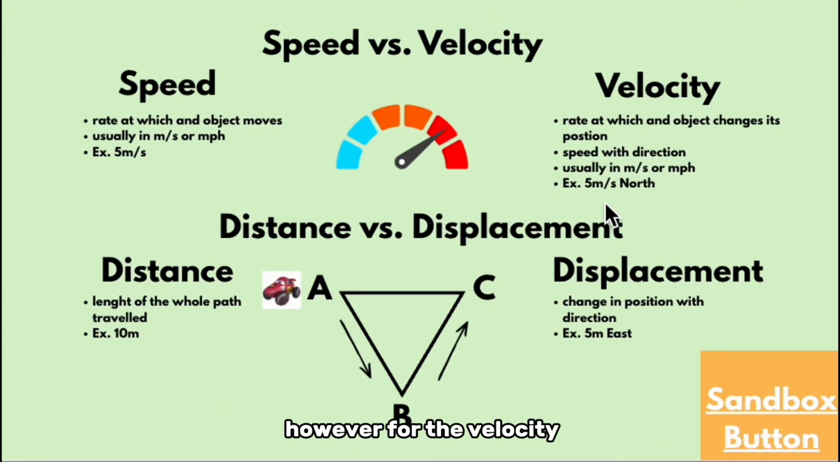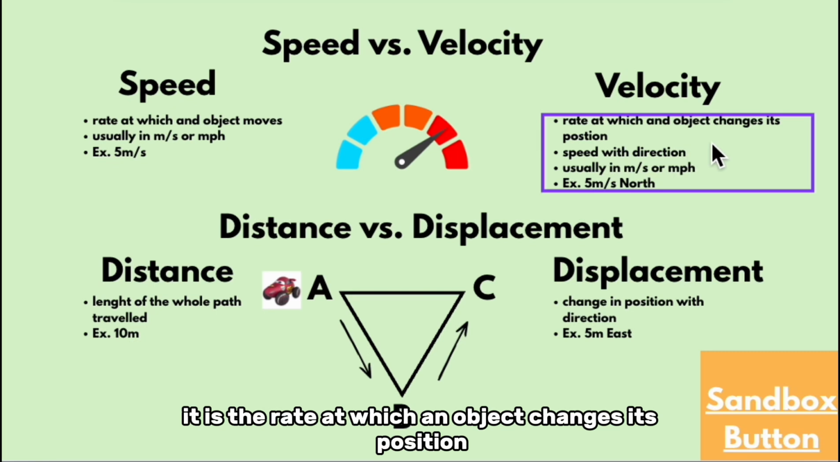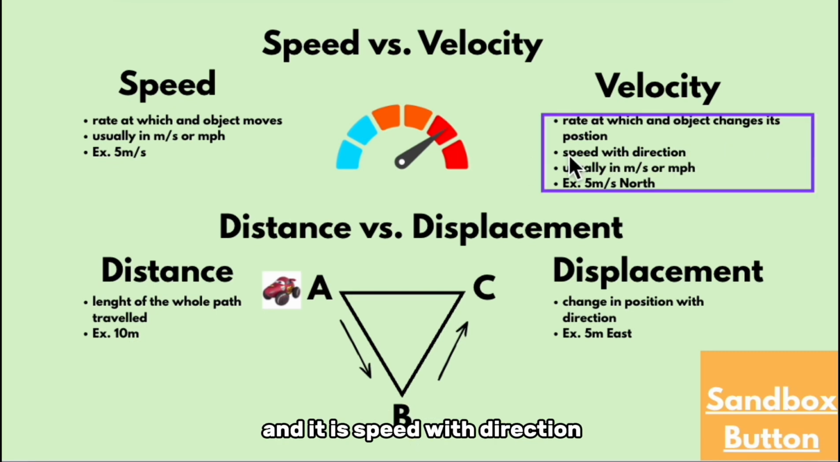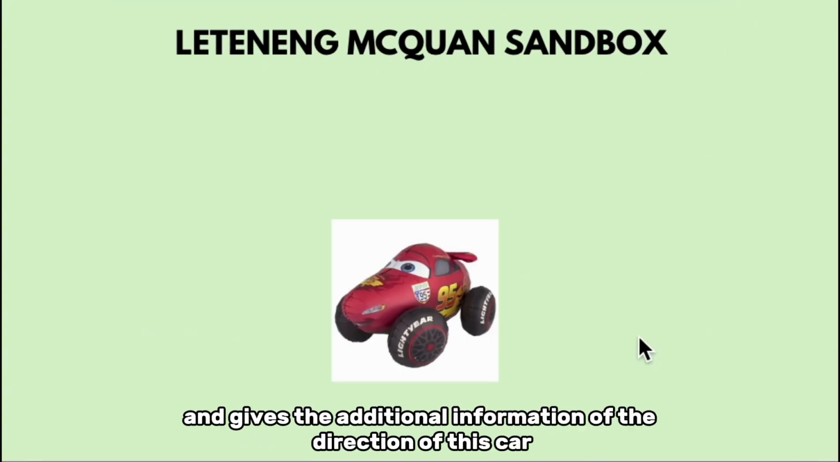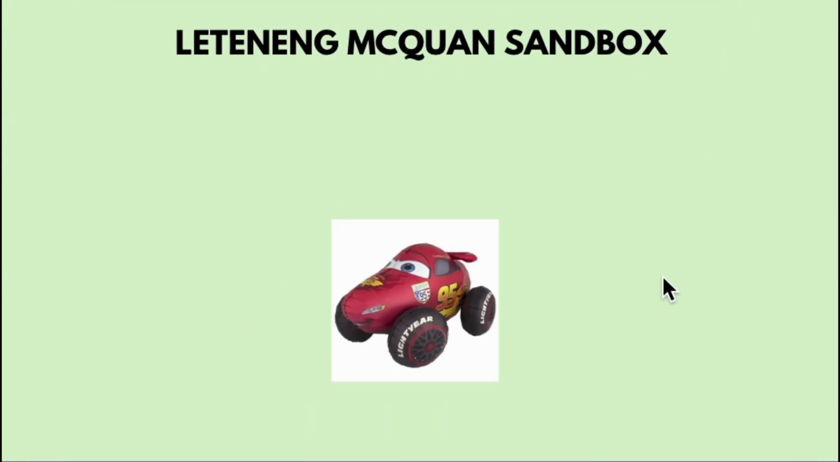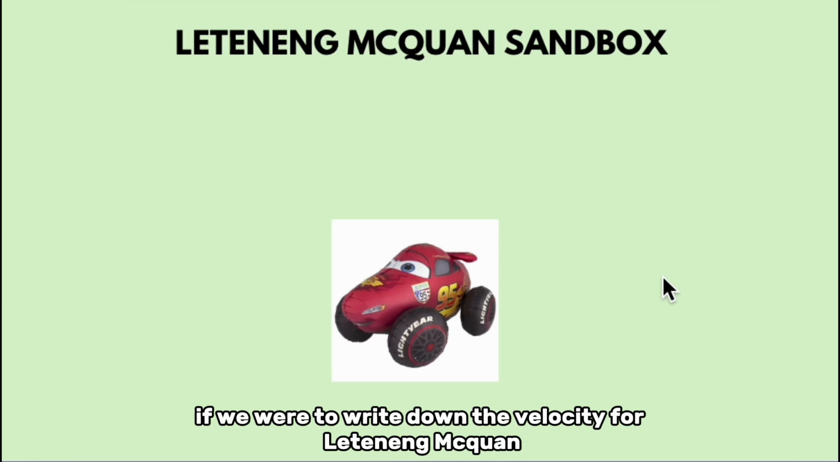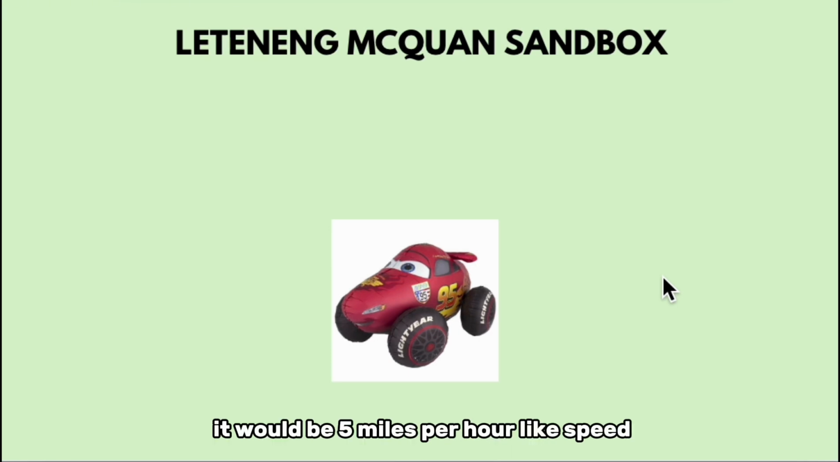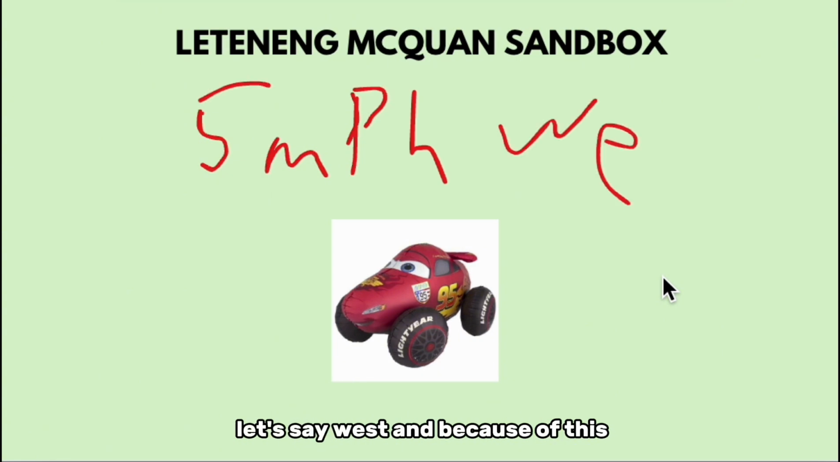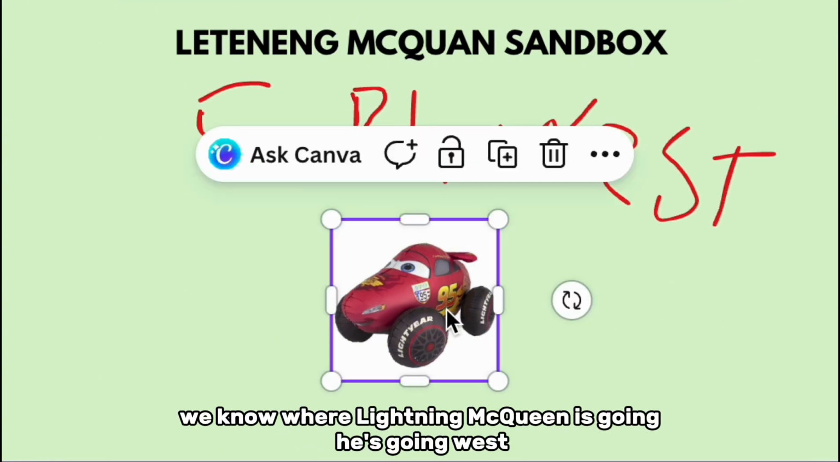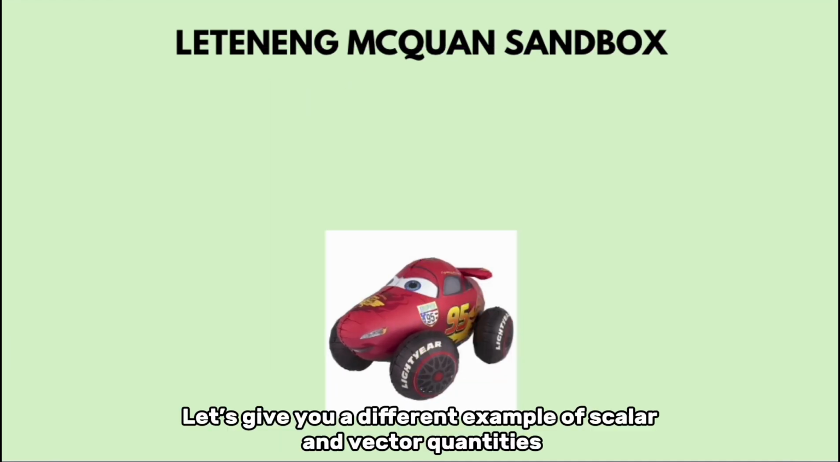However, for the velocity, it is the rate at which an object changes its position, and it is speed with direction. This means that it actually tracks and gives the additional information of the direction of this car. If we were to write down the velocity for Leteneng Mcquan, it would be 5 miles per hour, like speed, but it would have to have the direction, let's say west. And because of this, we know where Leteneng Mcquan is going. It's going west. Let's give you a different example of scalar and vector quantities.